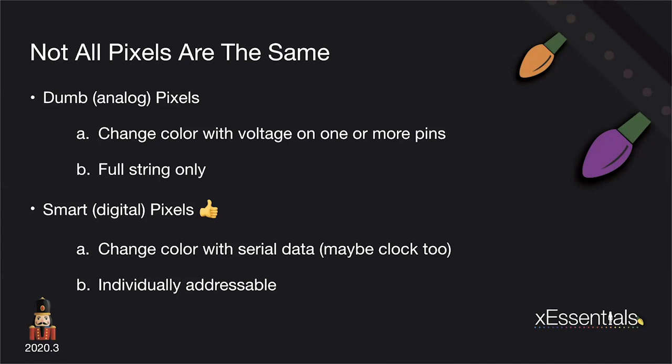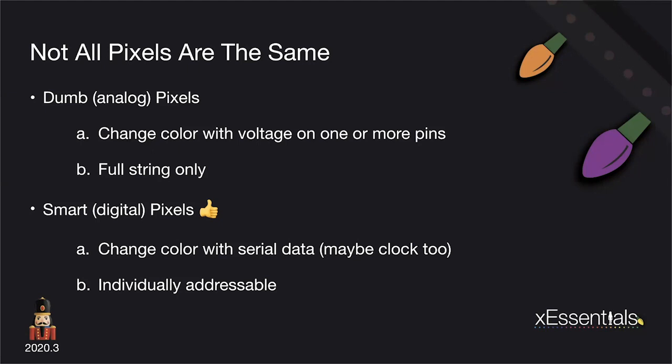And then with smart pixels or digital pixels, those change color with serial data, and they are individually addressable. So you could have one pixel that's red and the one right next to it be blue, and all the way down the line. So those are data driven.